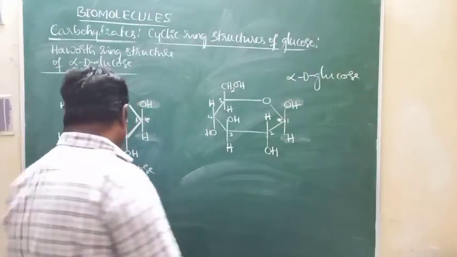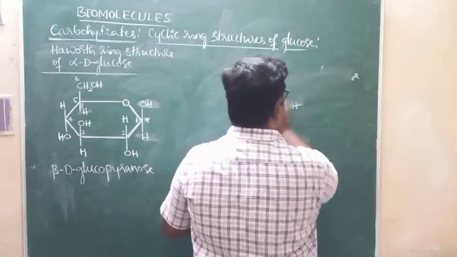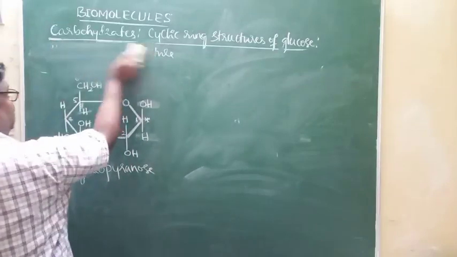Like that you can write the Haworth structure of glucose. I hope you understood. So this is what we call the Haworth structure of glucose.